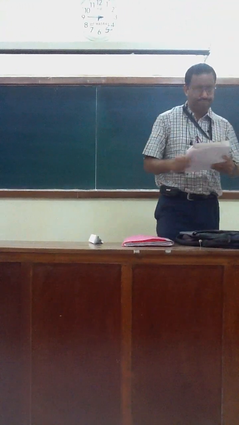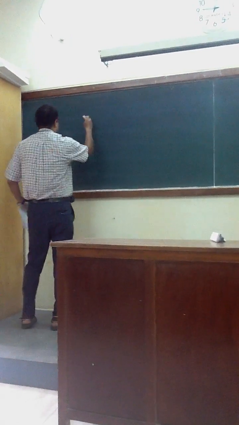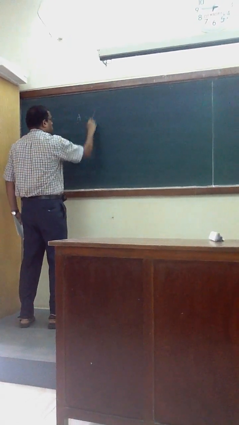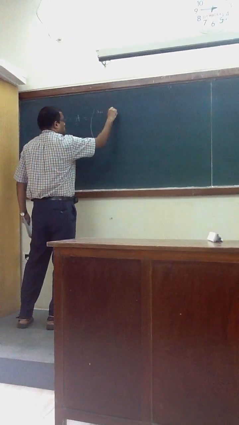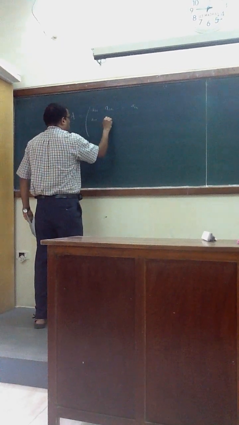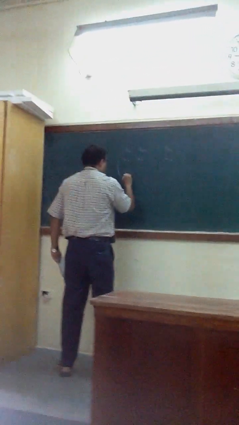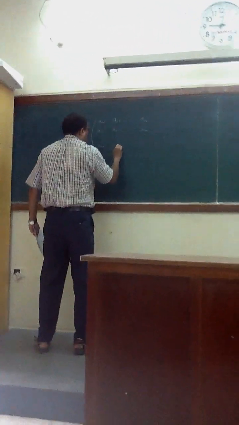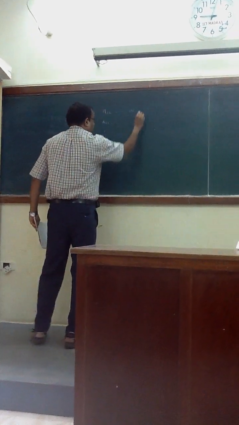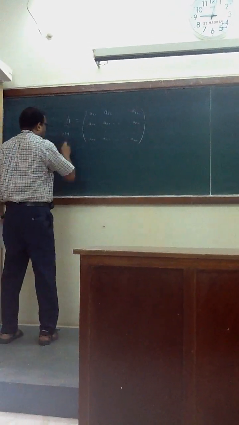Determinant calculation. Okay. So matrix A, I'm talking about a square matrix, with entries A11, A12, A1n, A21, A22, A2n, and so on. Matrix size n by n.